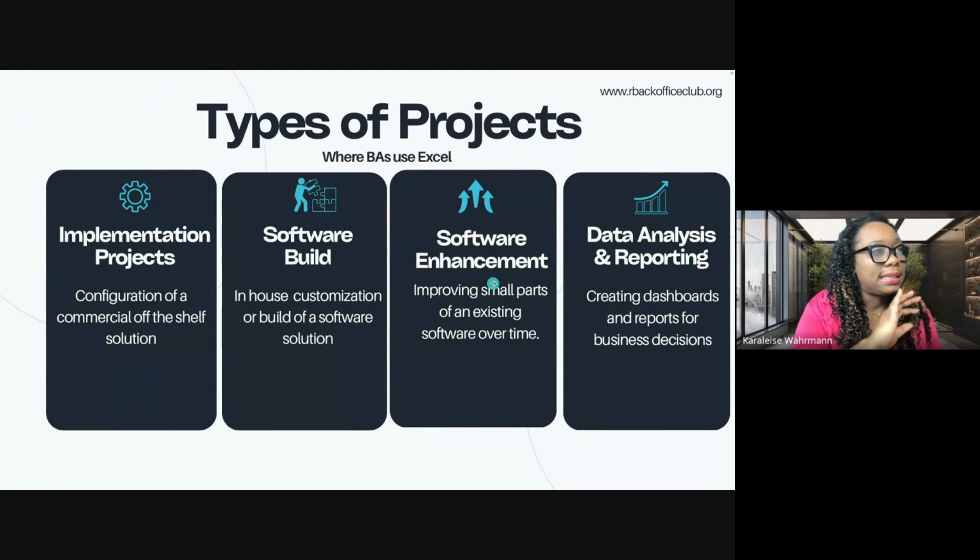So the types of projects that we use Excel on include these four. Implementation projects, and typically with implementation projects, we are doing gap analysis, like what those different systems have. We're doing maybe a list of the features, and we're making sure that whatever we implement, because this is a product that already exists, you're not building it, it's already there, matches the business requirements. So we're doing that kind of mapping.